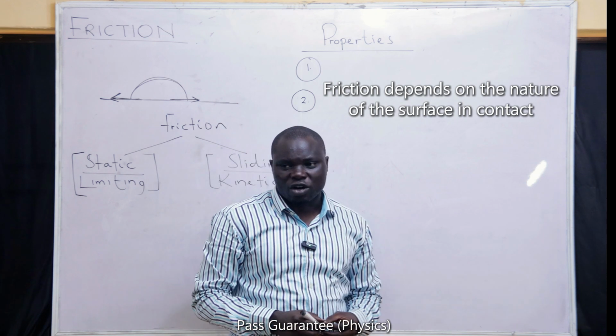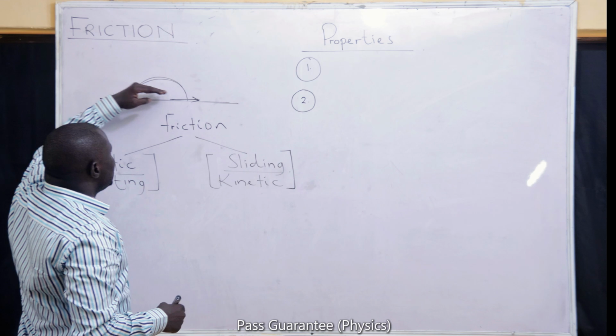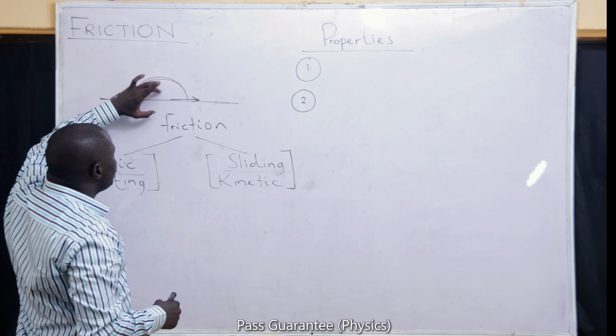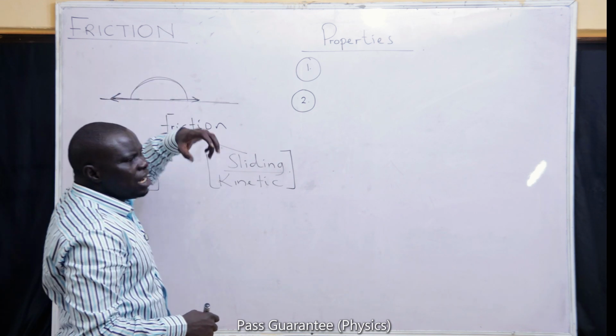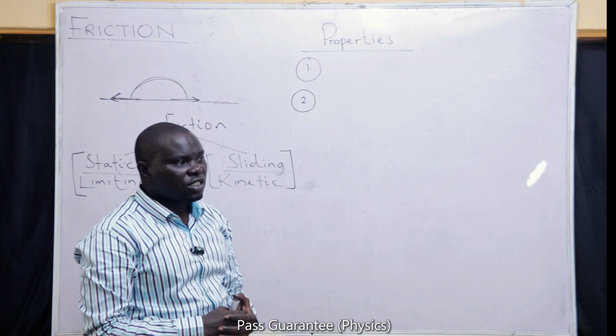Number two is that friction depends on the nature of surfaces in contact. We have already said that friction acts along the point of separation of two surfaces in contact. Now, the nature of the surfaces will affect the friction.